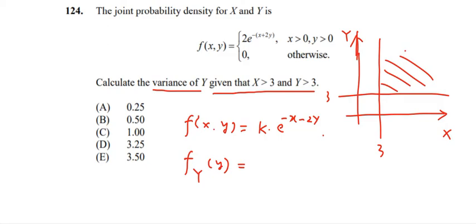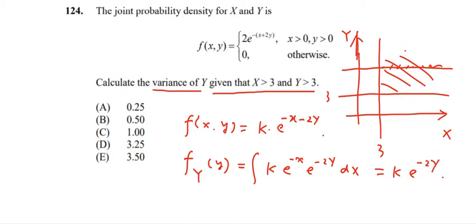So for each y, we just add those x up, right? So this equals the integral of k e to the negative x minus 2y dx, so x is integrated out. Integrating e to the negative x, e to the negative 2y is constant. So this is just equal to some constant times e to the negative 2y. Okay, so this is the density function.